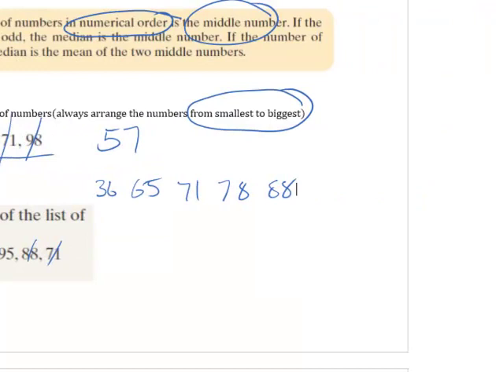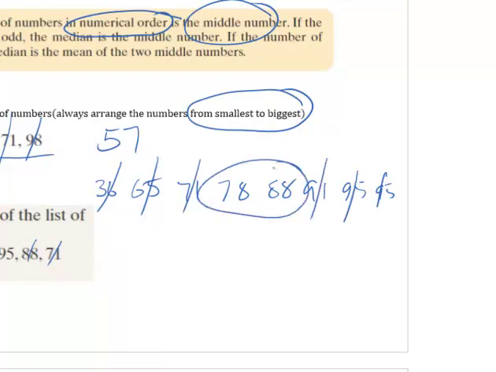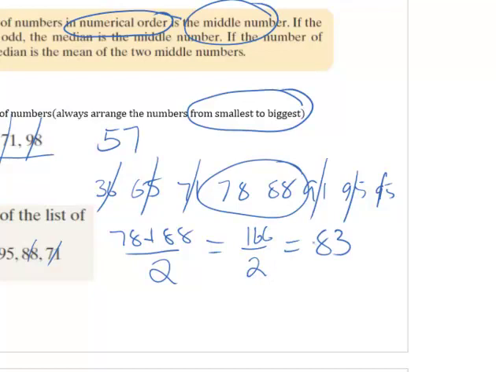So let me do this. 91, 95, and another 95. So I'm going to start taking away this one and that one, and this one and that one, and this one and that one. And if you notice, these are the two now that I have in the middle. So what we do to find the median is we just add them up and divide by 2. We find the average of those two numbers. So 78 plus 88 is 166. And if we divide that by 2, we should come up with 83.